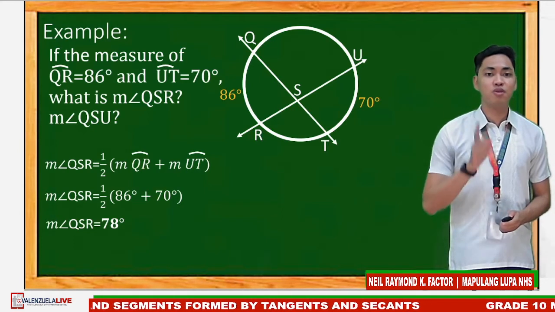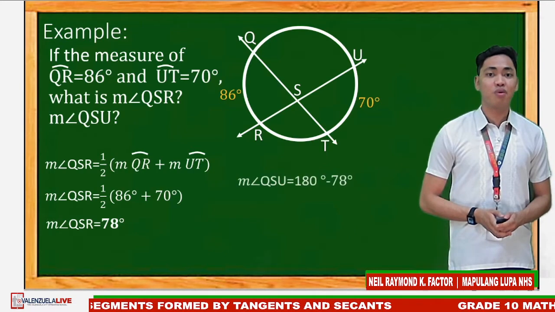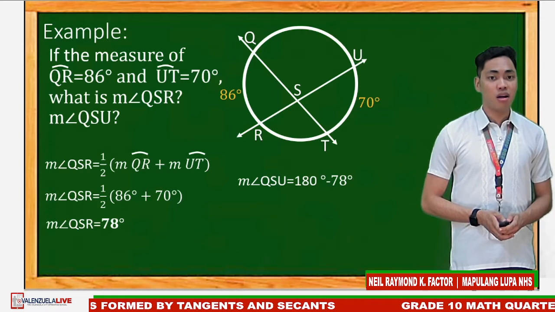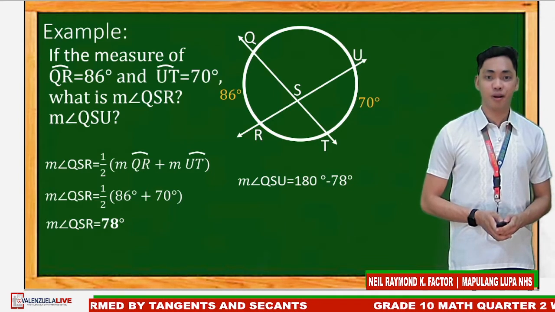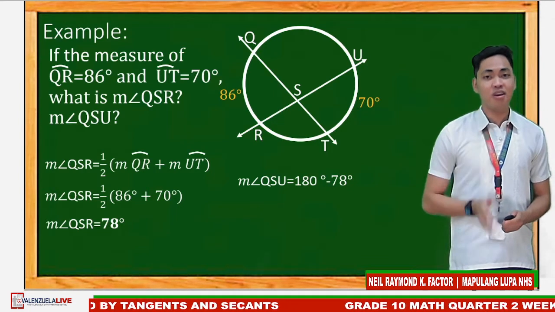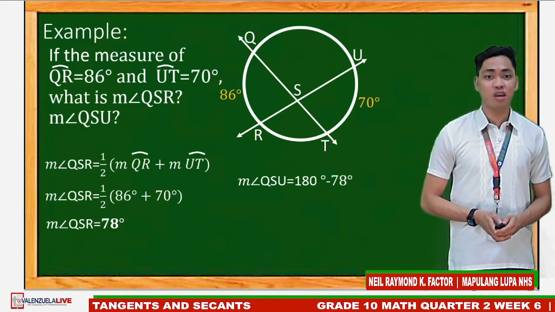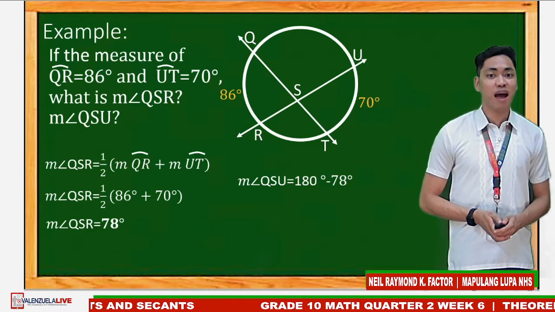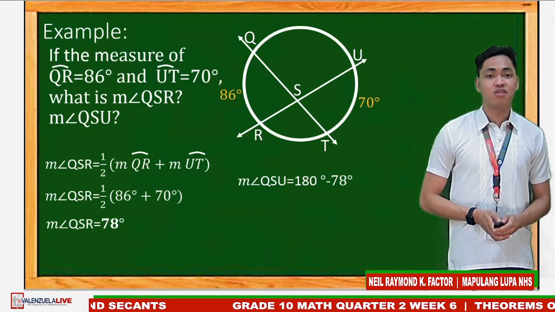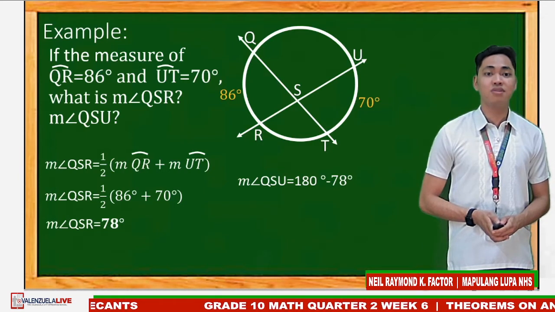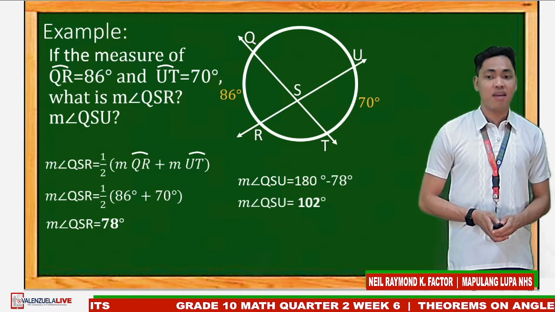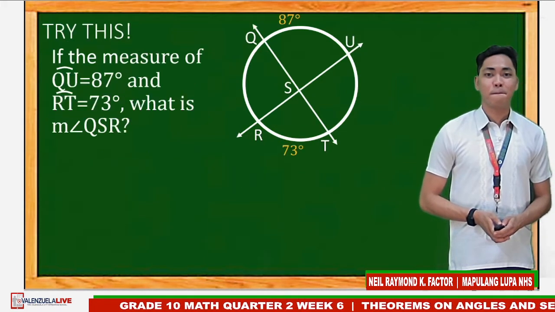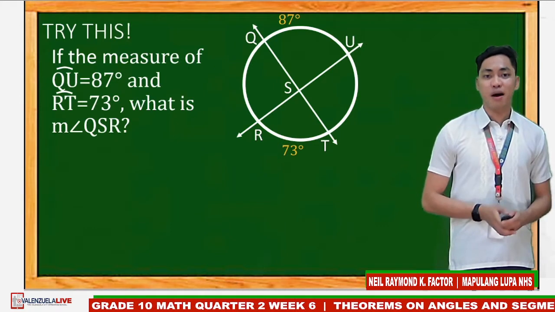Let's now proceed to the measure of angle QSU. Take note that QSR and QSU are linear pairs. Again, if they are linear pairs, the sum of their measures is equal to 180 degrees. Therefore, the measure of angle QSU is just 180 degrees minus 78 degrees. And that is 102 degrees. Right? So you try this now.